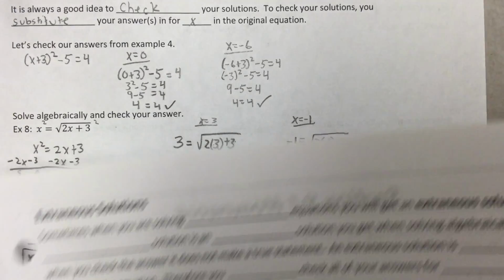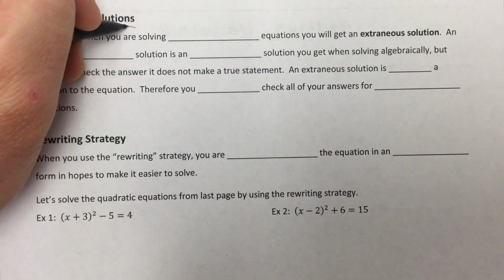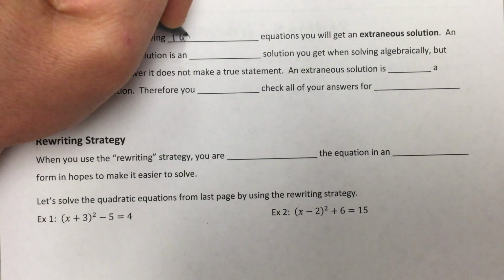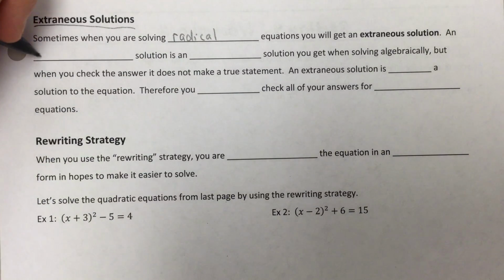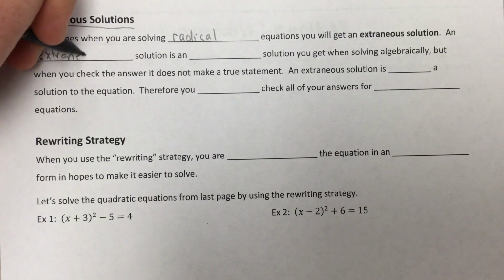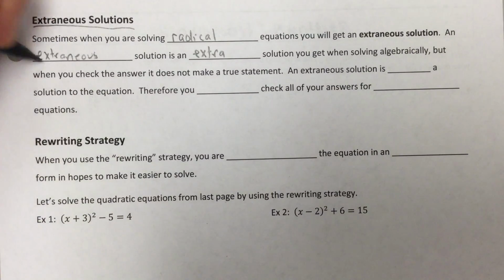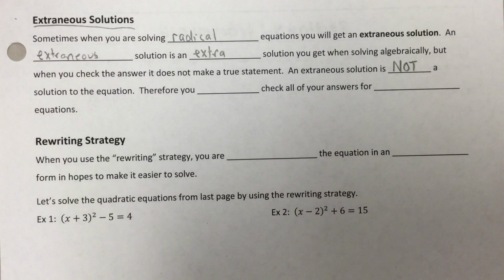And if we go to page 3, we'll see what that is called. So it says sometimes these are called extraneous solutions. So sometimes when you are solving radical equations, you will get an extraneous solution. An extraneous solution is an extra, first 5 letters of extraneous are extra solution you get when solving algebraically, but when you check the answer, it does not make a true statement. An extraneous solution is not a solution to the equation.